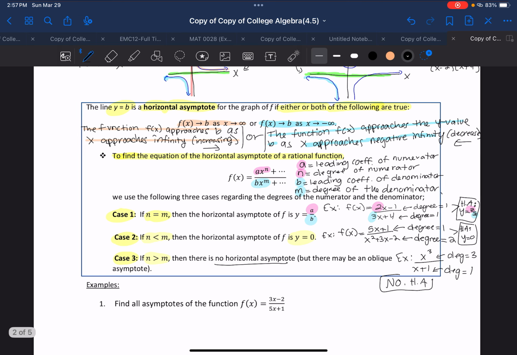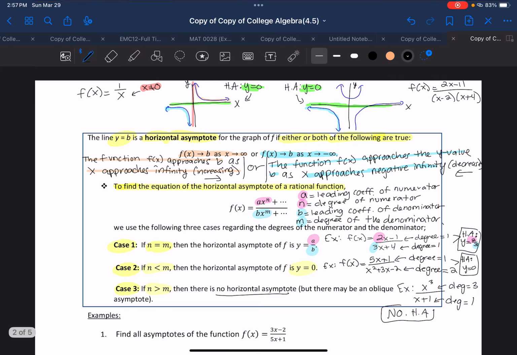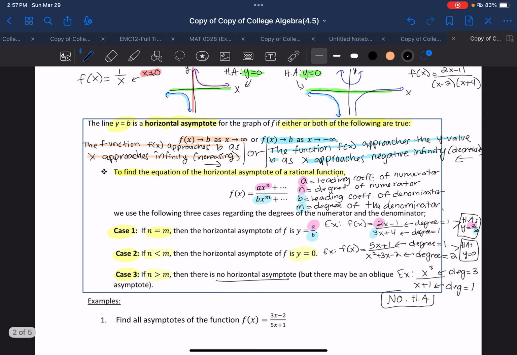Okay, so with horizontal asymptotes, there's only going to be one or none. Whereas with vertical asymptotes, we've seen that you could have one or multiple. And another difference is that with vertical asymptotes, it'll never cross. And with horizontal asymptotes, it may cross. It might. But it will not cross on one of either the left side, the end behavior of the left side, or the end behavior of the right.